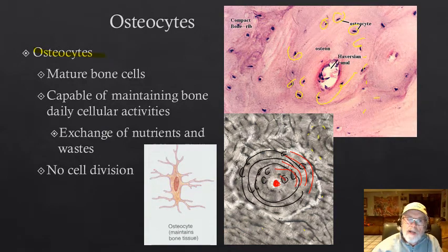Okay, so these osteocytes, like I mentioned, are the mature bone cells. They're the adult cells, and what they do is they maintain the normal daily cellular activities of the bone. Okay, they have metabolism. They make things. They make products. They make waste. That waste has to be gotten rid of. So they're there to both do things as well as to get rid of waste. So there's exchange of nutrients and waste from those osteocytes.